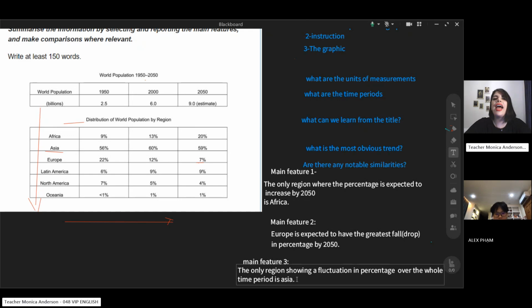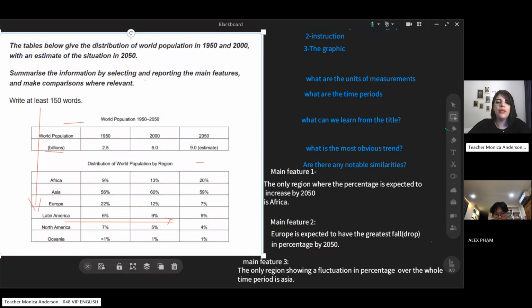So now I have my main features, okay? It's time to write my introduction, overview, and body paragraphs. Okay, so let me put this here. Okay, well. So about the introduction, as you remember, first of all, we need to paraphrase the question, using synonyms and, for example, changing the sentence structure. If you want, you can use passive. Okay, so help me. The tables below give the distribution of world population in 1950 and 2000.